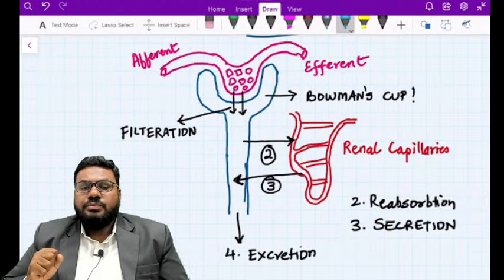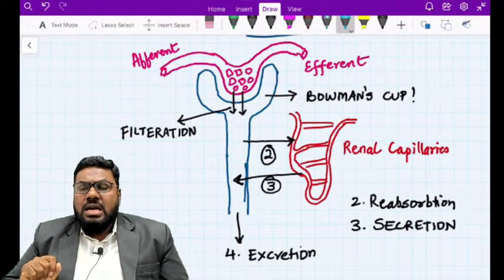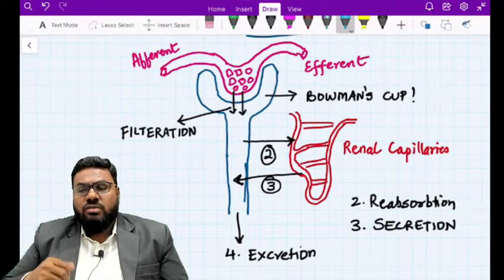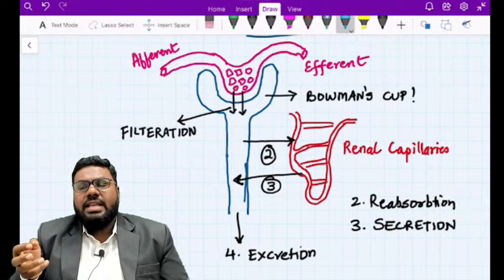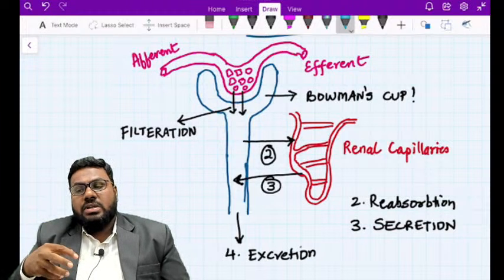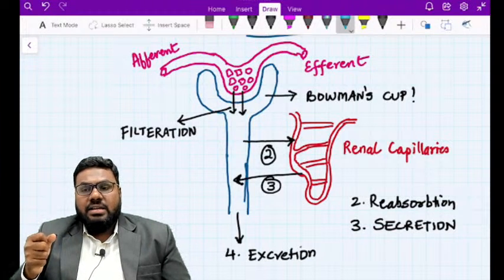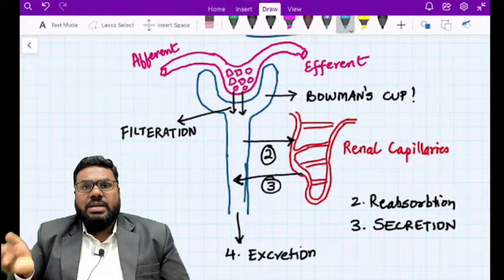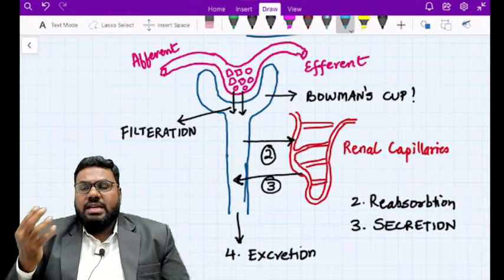Alright. Next is reabsorption rate, which is nothing but the amount of fluid, the amount of solute in milligrams that is reabsorbed from the ultrafiltrate in 1 minute. So a rate is nothing but milligrams of solute that is reabsorbed per minute.